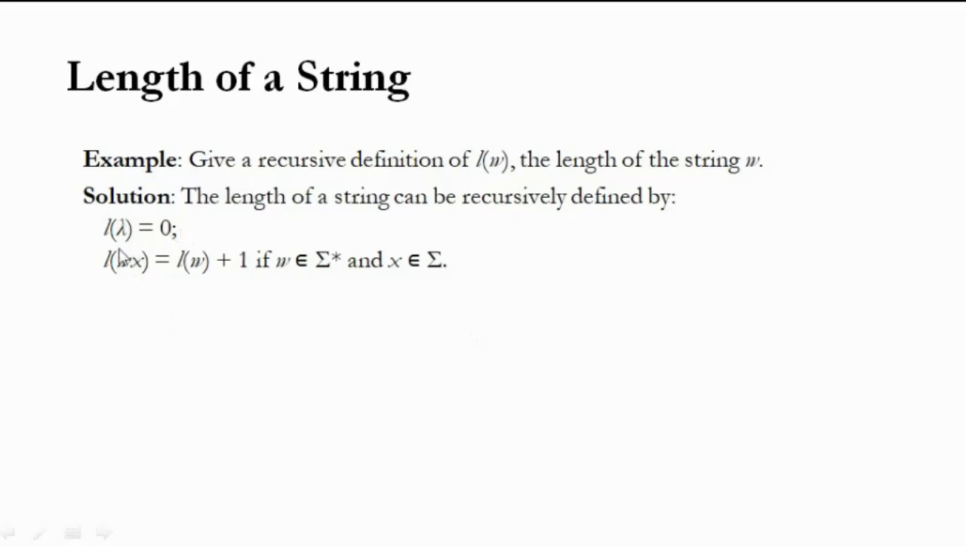So the length of wx, that means this is a string, is equal to the length of w plus 1 if w belongs to sigma star and x belongs to sigma. Otherwise it is 0. So like that you keep on adding, and finally when you reach the end of the string, whatever resultant value you have in the length of wx, that is the length of the string.